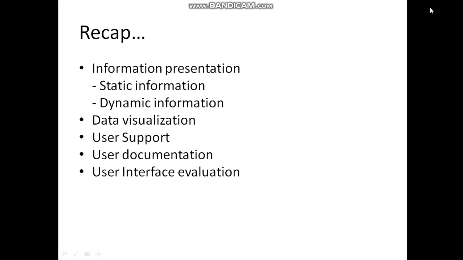Information presentation is concerned with presenting system information to system users. The information may be presented directly or may be transformed in some way for presentation. And there are two types of information: static information and dynamic information. Static information does not change during the session, while dynamic information changes during the session.